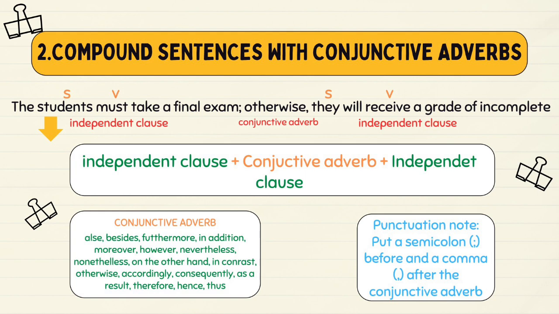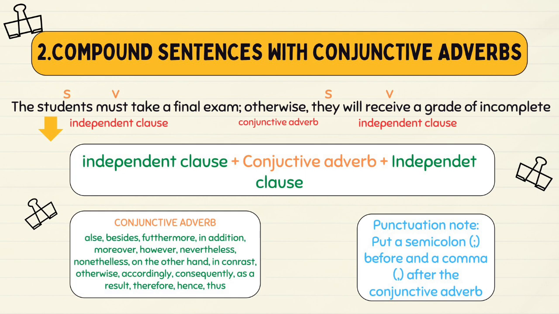The second, compound sentences with conjunctive adverbs. For example, the students must take a final exam, otherwise, they will receive a grade of incomplete. The sentence has 2 independent clauses. The first independent clause is, the students must take a final exam. The second independent clause is, they will receive a grade of incomplete.